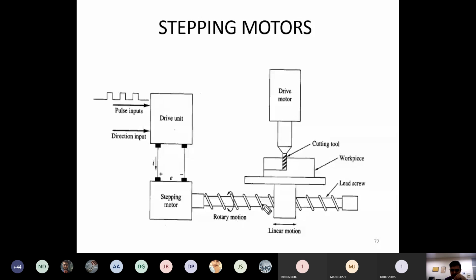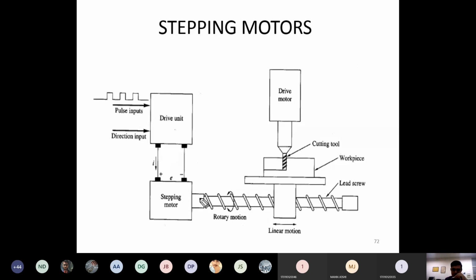It is connected with the lead screw. This is our lead screw. It converts the rotary motion. This is the rotary motion of the lead screw, which is converted into the linear motion in the work table. So this is the function of the stepping motor. We can get the same function with a servo motor.